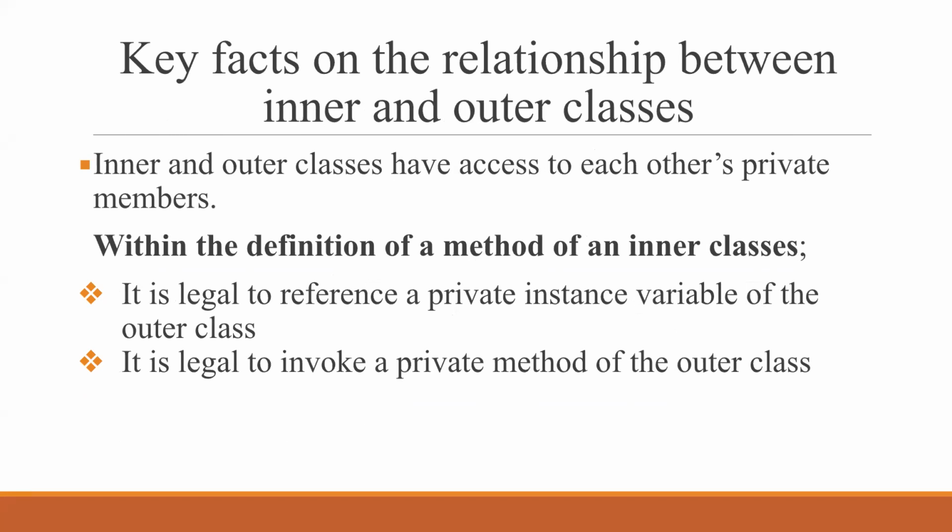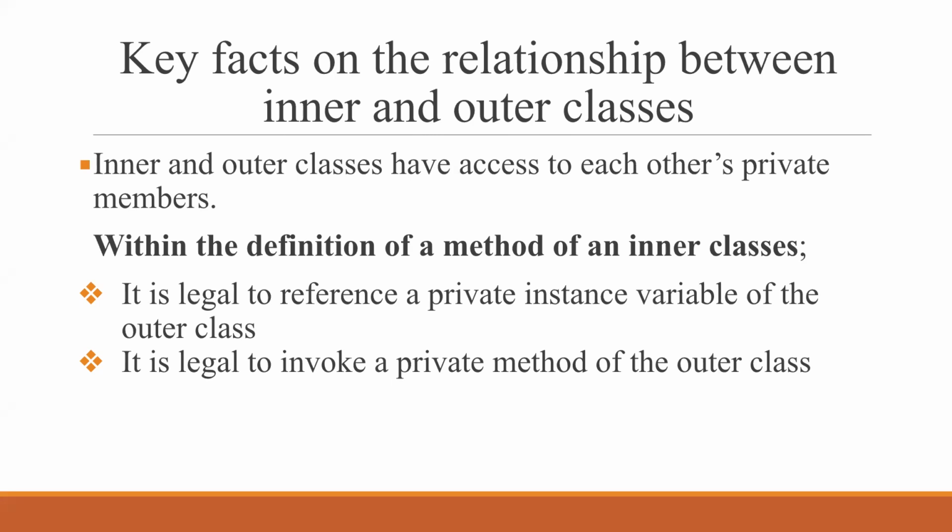Private is one of the visibility modifiers that we can use to enhance security in programming. But if an inner class is declared within an outer class, this inner class can access private members of the outer class. And then the outer class as well can access private members of the inner class. We are going to demonstrate that using code, and I will show how that is possible.